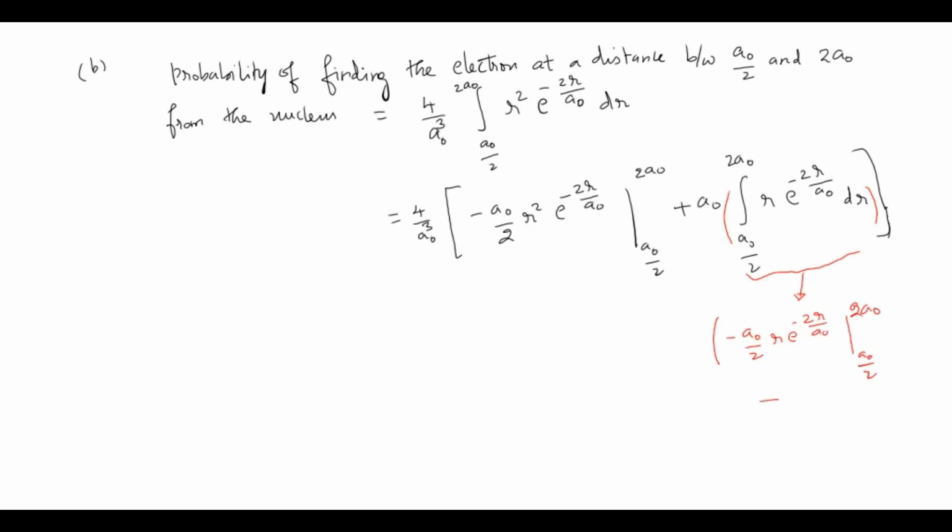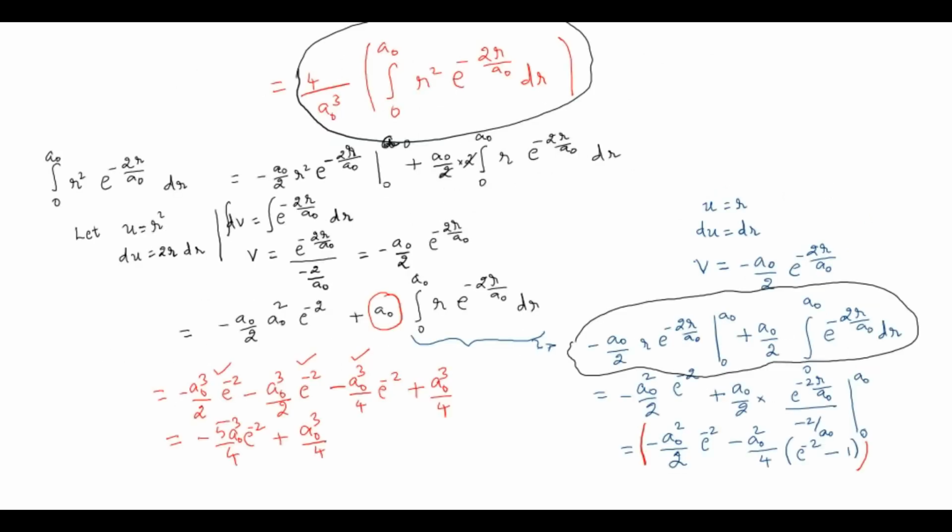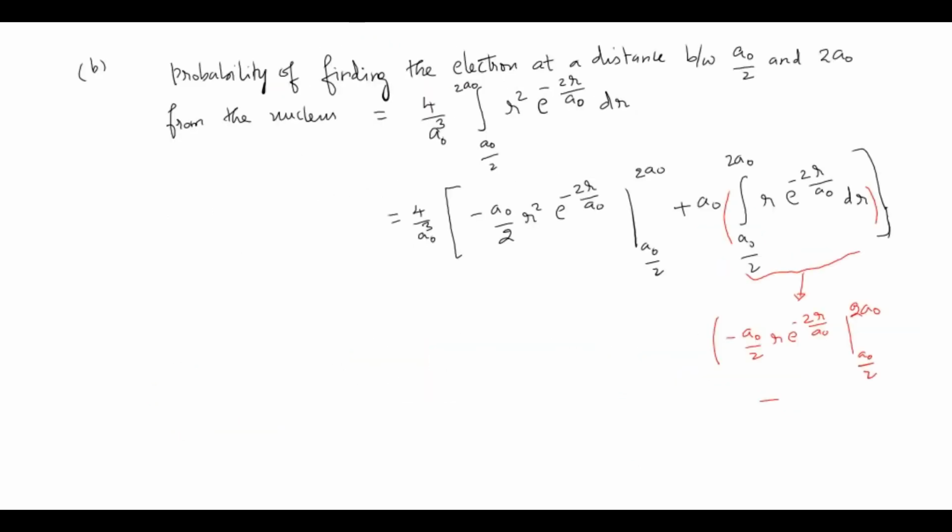Okay, then this part plus a naught by 2, the integral result. Now what is the result of this integral? So the result of this integral, a naught by 2 times minus 2 by a naught, that is minus a naught square by 4 e power of this, right? So this is minus a naught square by 4 e power minus 2r by a naught. So these two limits, a naught by 2 to a naught.